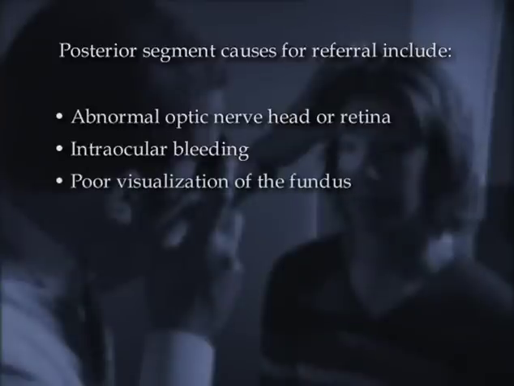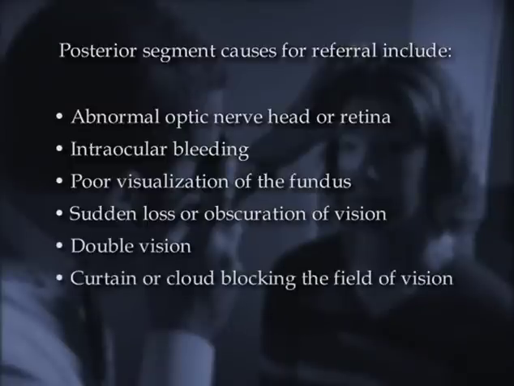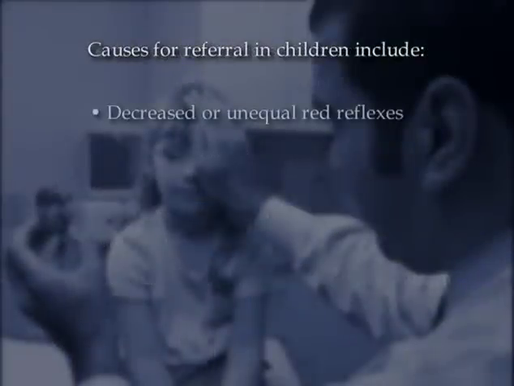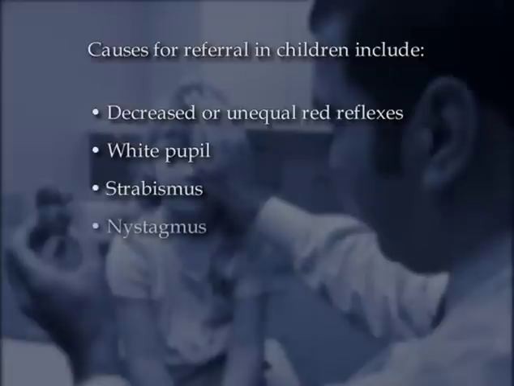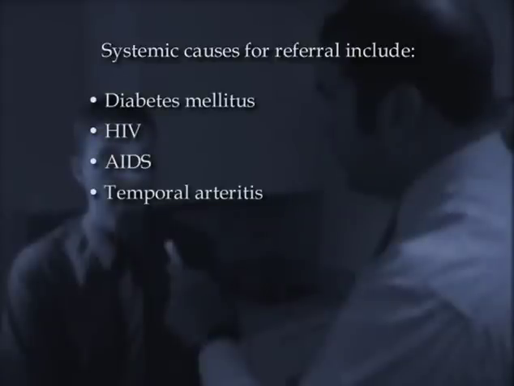Referral is also suggested for symptoms such as sudden loss or obscuration of vision, double vision, and appearance of a curtain or cloud blocking the field of vision. In children, decreased or unequal red reflexes, a white pupil called leukocoria, strabismus, and nystagmus should be referred to the ophthalmologist for evaluation.